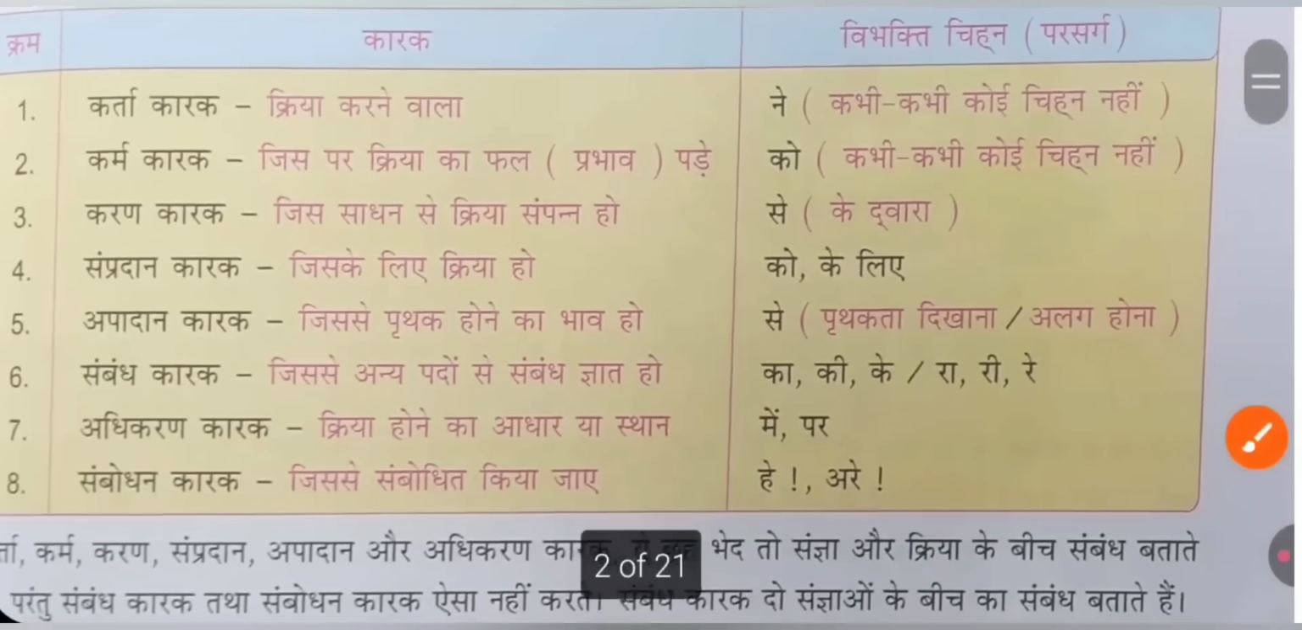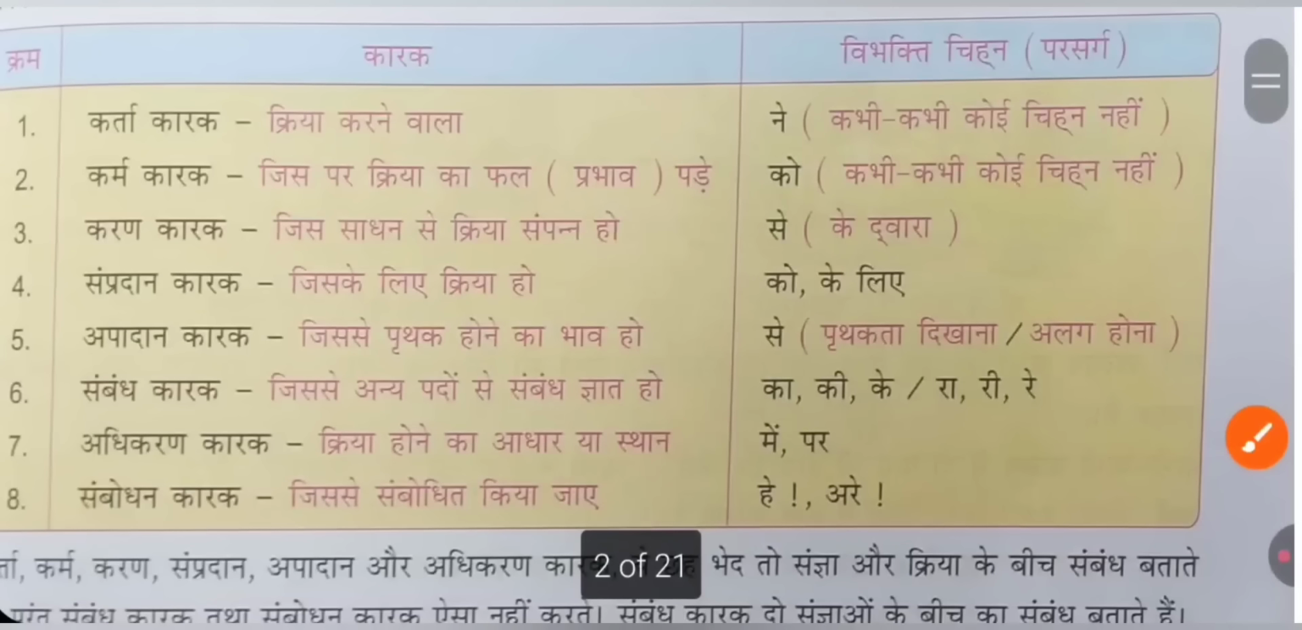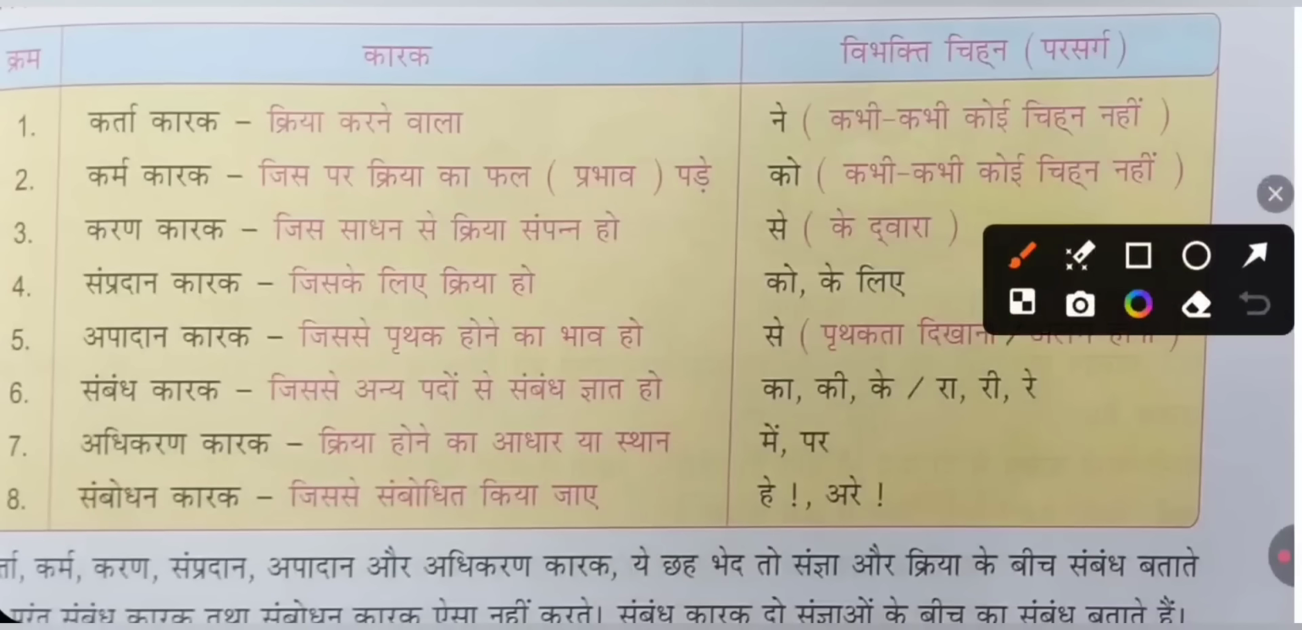Let me give the brief of the karak and the symbol that is used against each. Karta karak is the subject who is doing the work. Kriya karne wala, who is doing the work. So always for the subject who is doing the work we have to attach ne, and when the ne is coming we will know that the work is done by the subject and it is always in the past tense. Sometimes there is no need of the symbol ne.